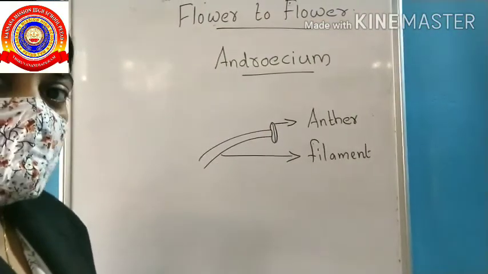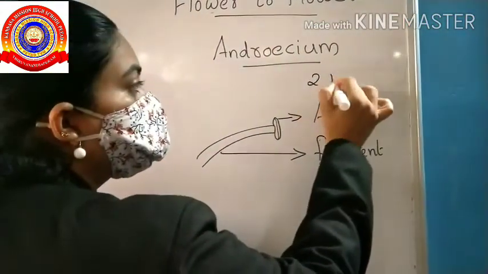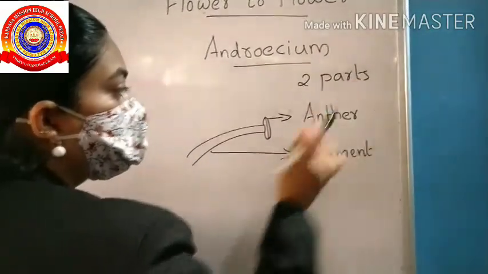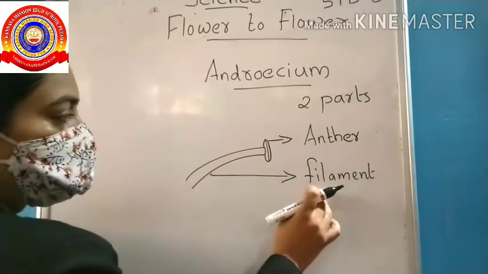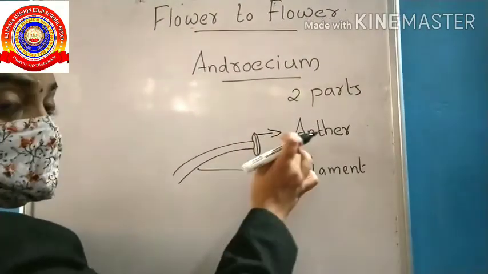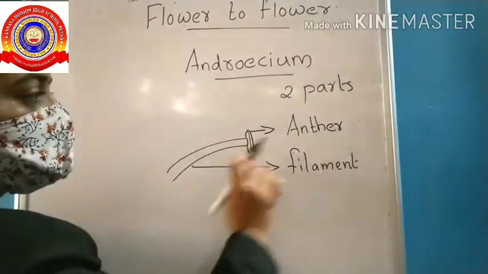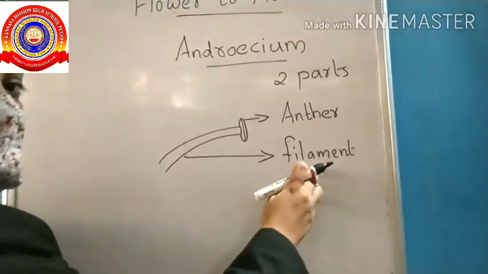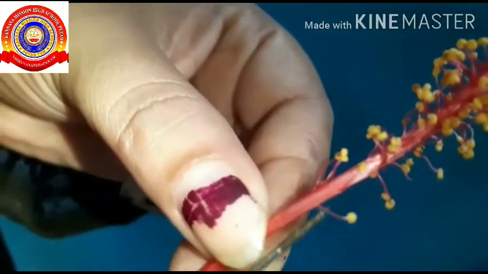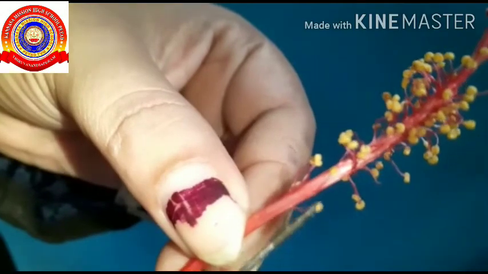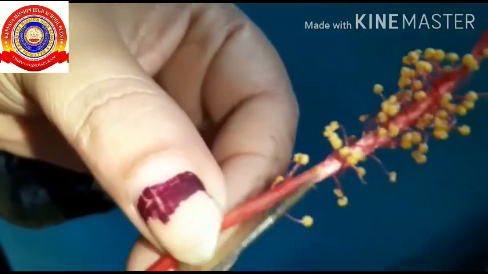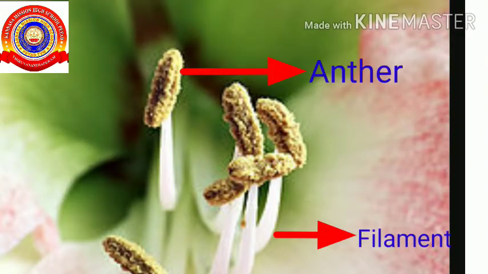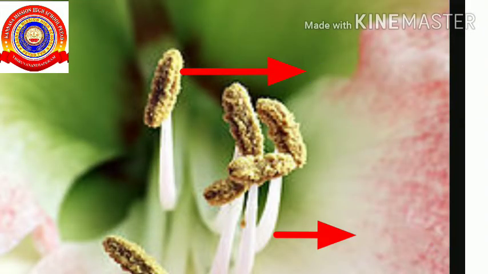Next, the structure of androecium. The androecium consists of 2 parts: the anther and the filament. This is androecium. The yellow part is called anther.